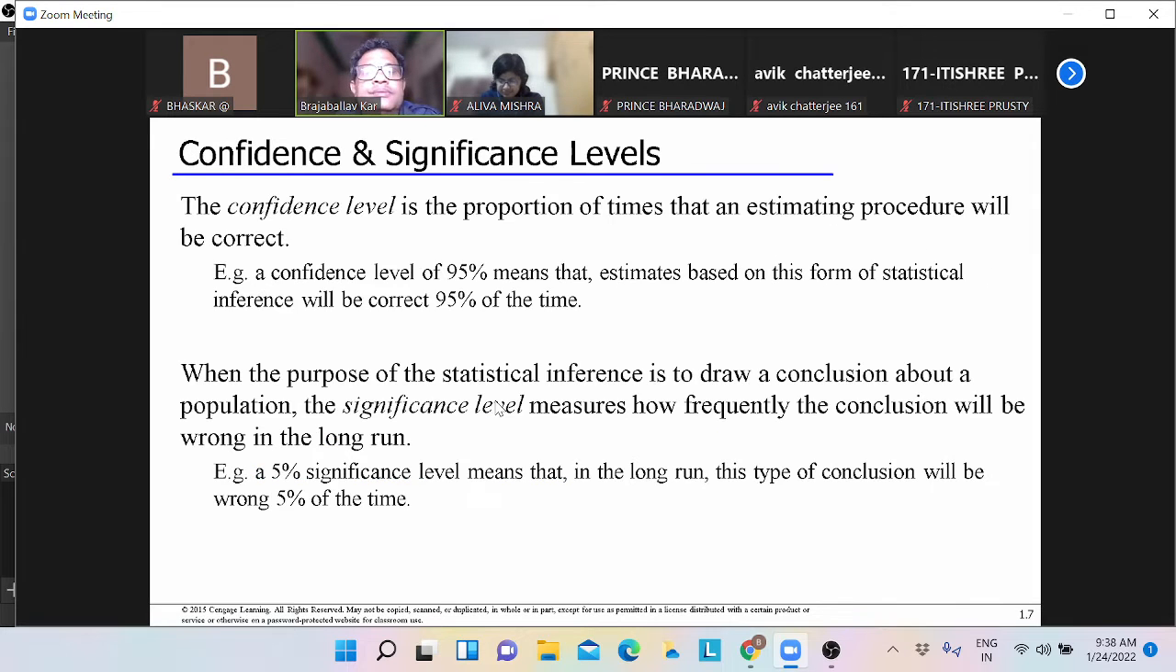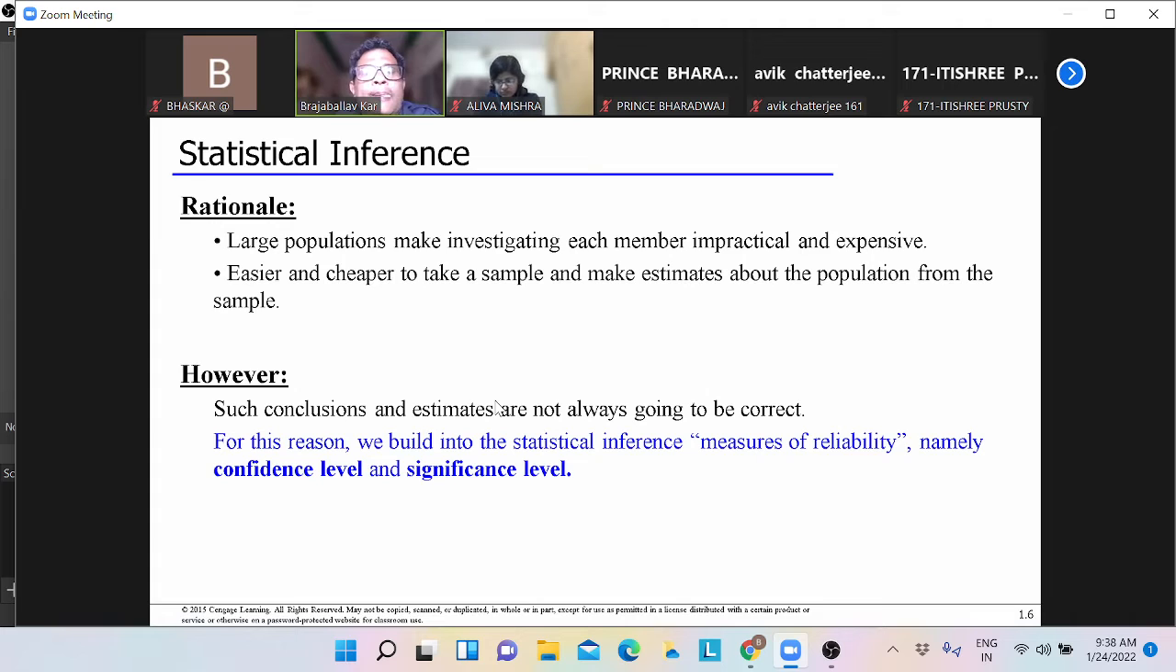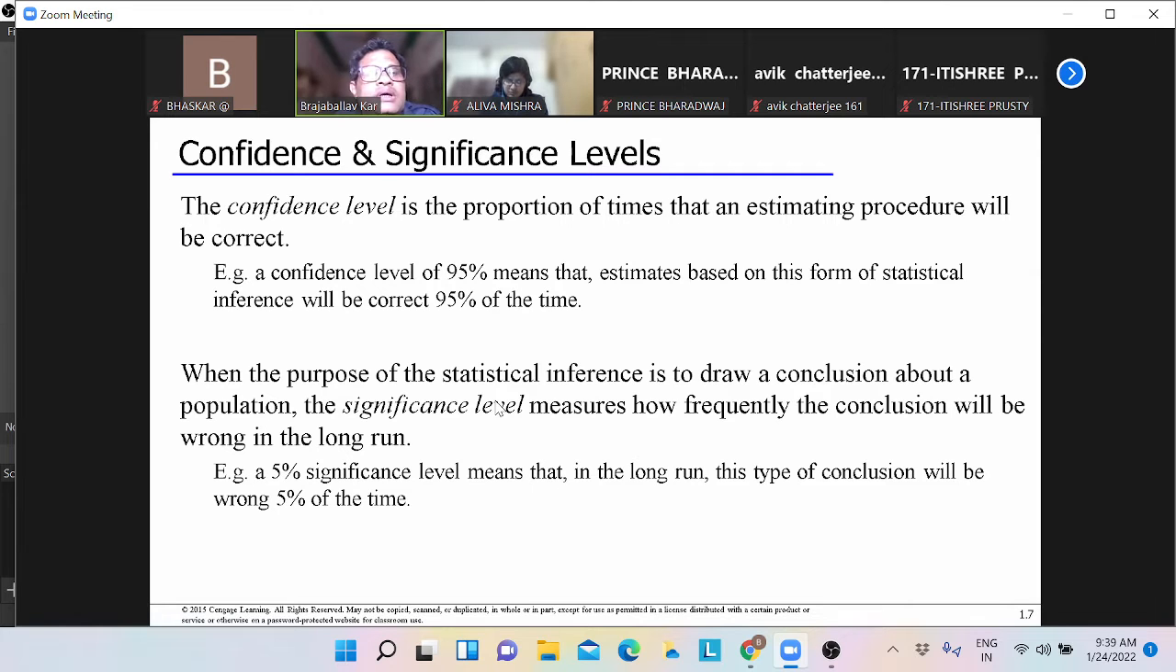Okay, while we are inferring, these estimates are not going to be correct. You can't say that whatever I am inferring from the sample is 100% correct. That's not possible. So whatever inference you draw has some degree of error, or there is a probability, which is known as confidence level and significance level. Confidence level is the proportion of time that the estimating procedure will be correct.